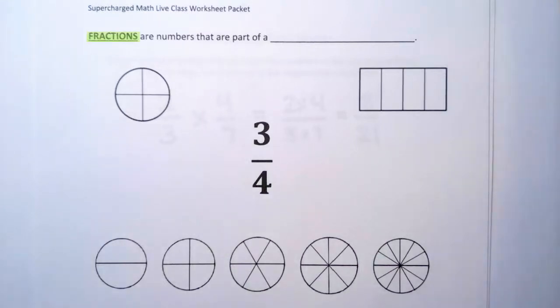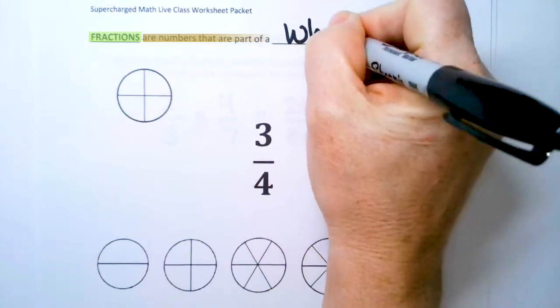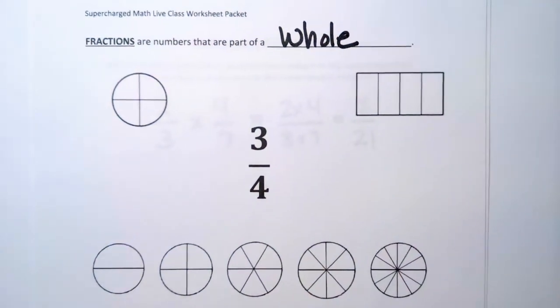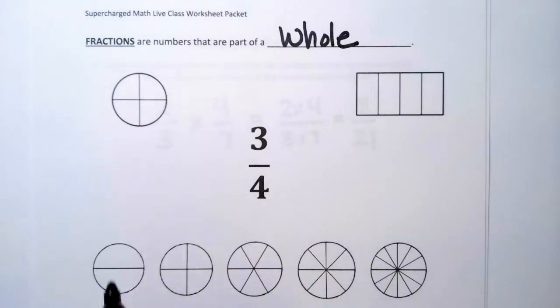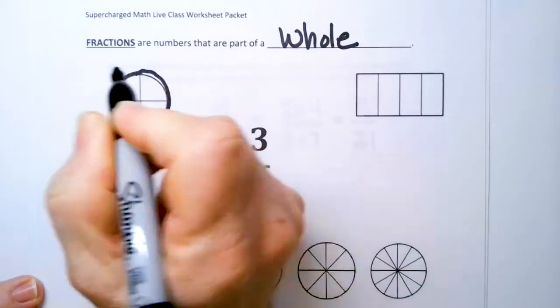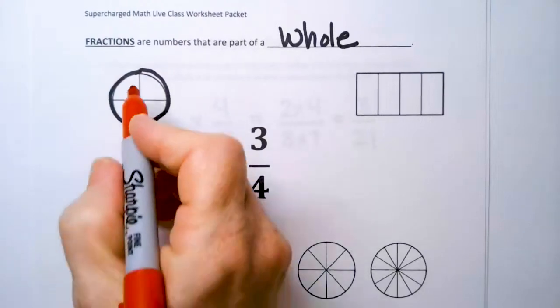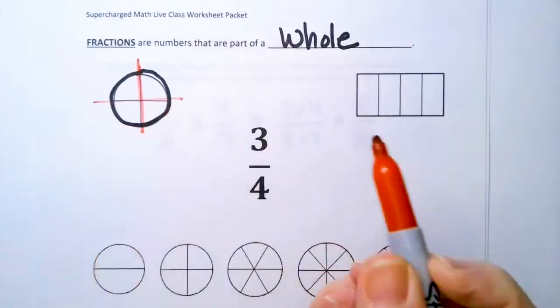So fractions are numbers that are part of a whole. Fractions are numbers that are part of a whole. All right, so whole is, for example, if you order a pizza, they don't just give you part of a pizza, they deliver the whole thing to your house, right? So this is the whole part. Now, how hungry are you? Well, that depends. Suppose we cut the pizza into slices: we make one cut this way and one cut this way.